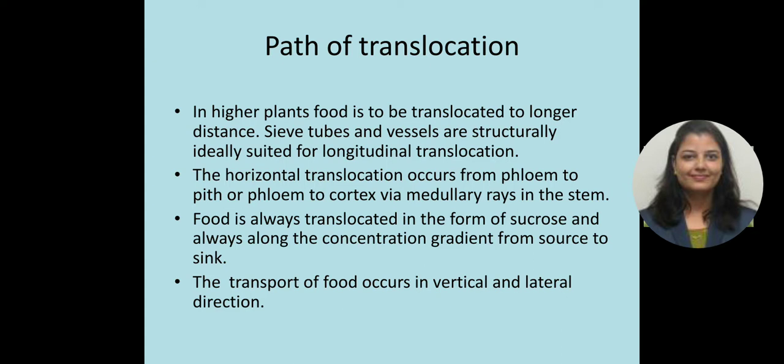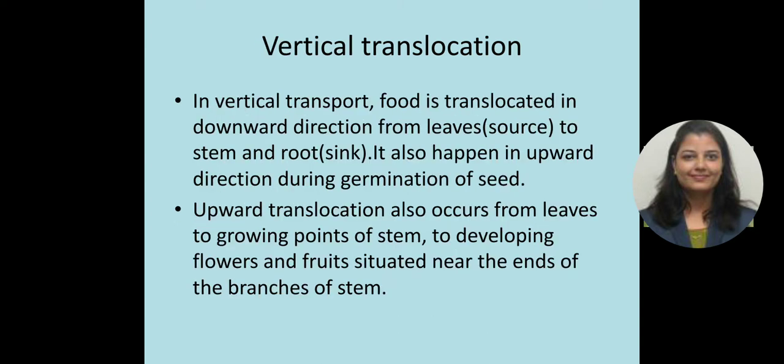It is always in the form of sucrose that the food is translocated to the rest of the body of the plant, and always along the concentration gradient, from the source to the sink where the food is utilized. The transport of food occurs in vertical and lateral directions. Vertical means longitudinal and lateral means horizontal. So let's take it one by one.